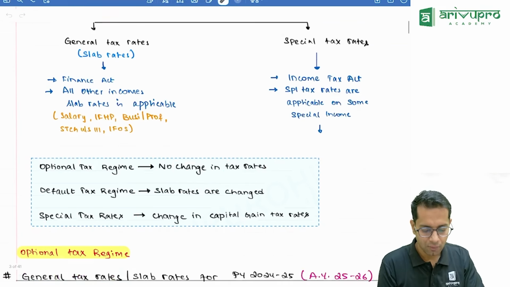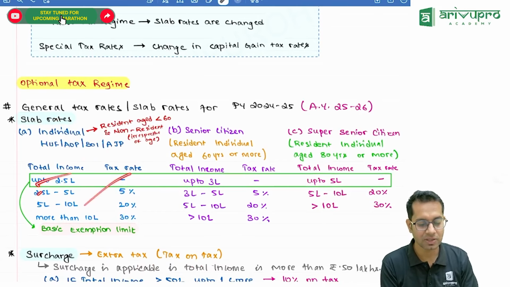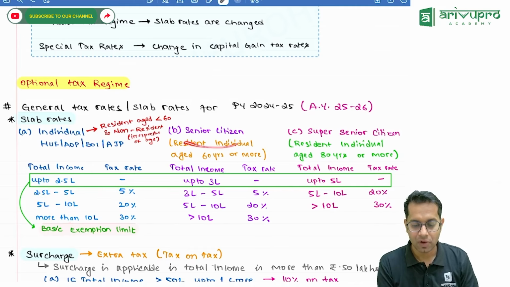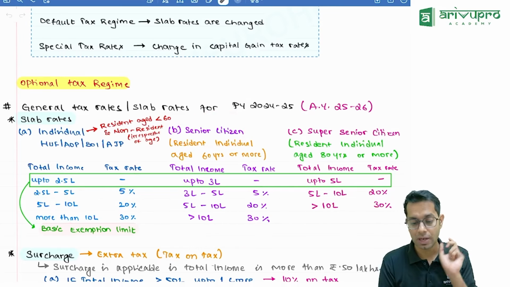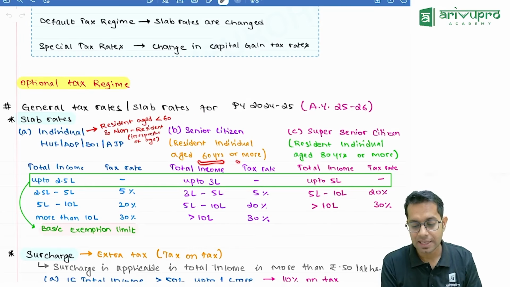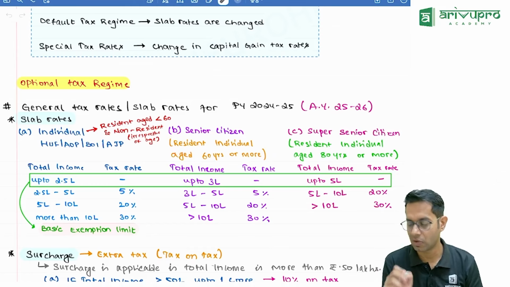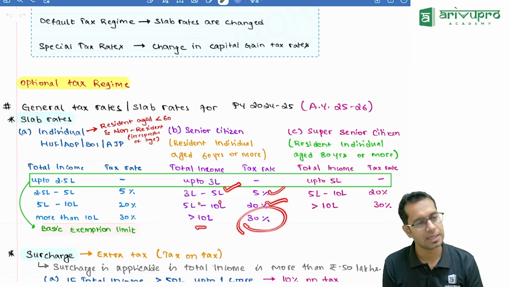What are optional tax rates? If you are an individual, HUF, AOP, BOI, or artificial juridical person, up to 2.5 lakhs, no tax. 2.5 to 5, 5%; 5 to 10, 20%; more than 10, 30%. Then if you are a senior citizen, who is a senior citizen? A resident individual aged 60 years or more. Please note, you should be a resident individual aged 60 years or more. Then for you, up to 3 lakhs there is no tax. 3 lakhs to 5 lakhs, 5%; 5 lakhs to 10 lakhs, 20%; more than 10 lakhs, 30%.